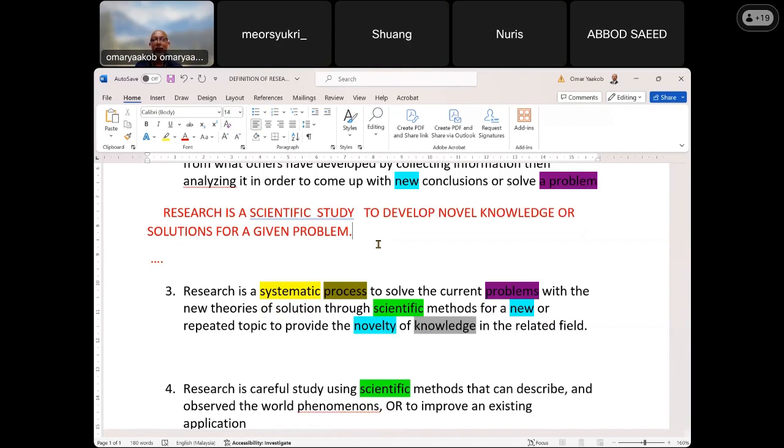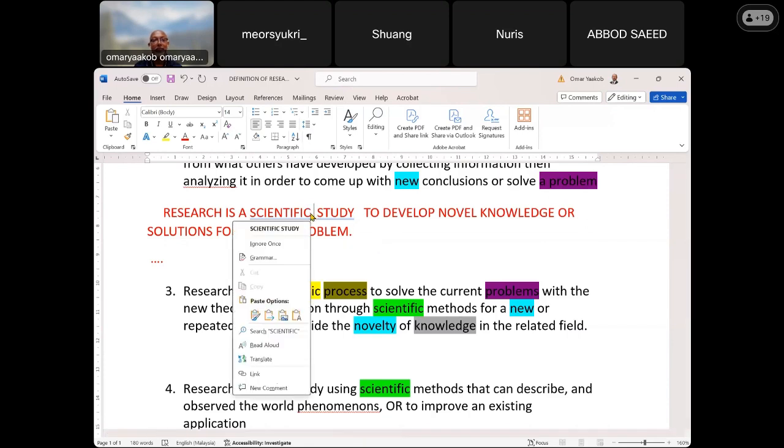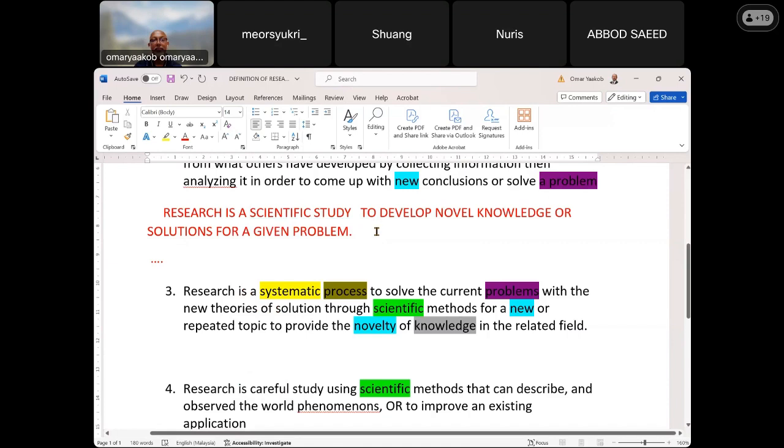Right? Prof, it's me again, Nuris. Yes. Isn't it that research is a science where we need to add documented results, because we need to put it in a thesis form, journals, publications, right? So do we need to add "documented" at the back of the given problem? I don't know. Anybody wants to say something on that?